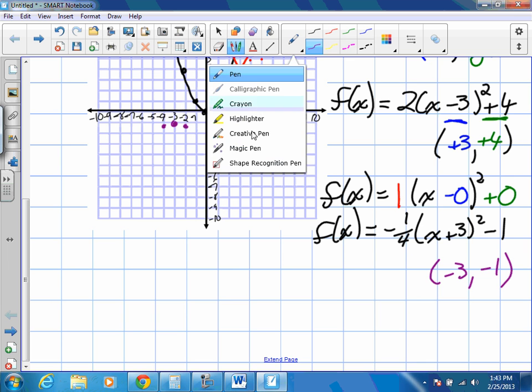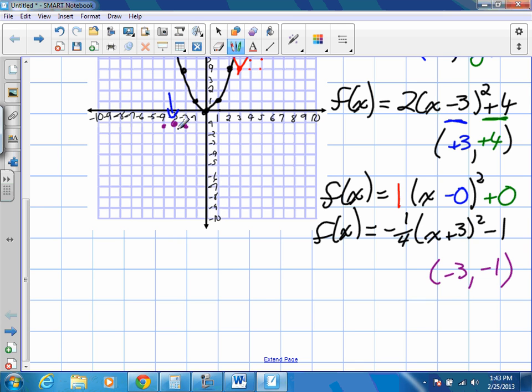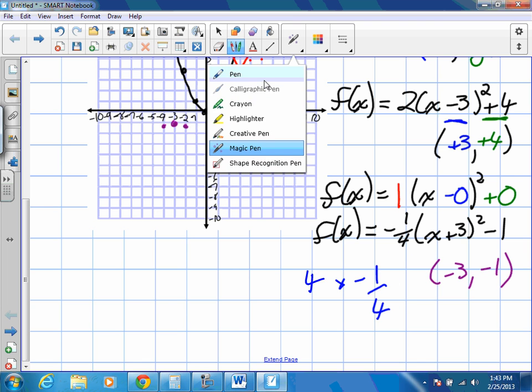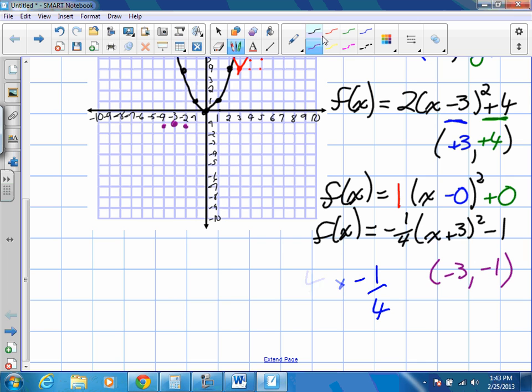So let's do this again. Start at the vertex. We go over 2. What is 2 squared? 4. What is 4 times negative 1/4? Anyone know? Negative 1. Okay? It's just negative 1. Use your calculators if you're unsure. So we go over 2, down 1 instead. Same with the other direction. Over 2, down 1.